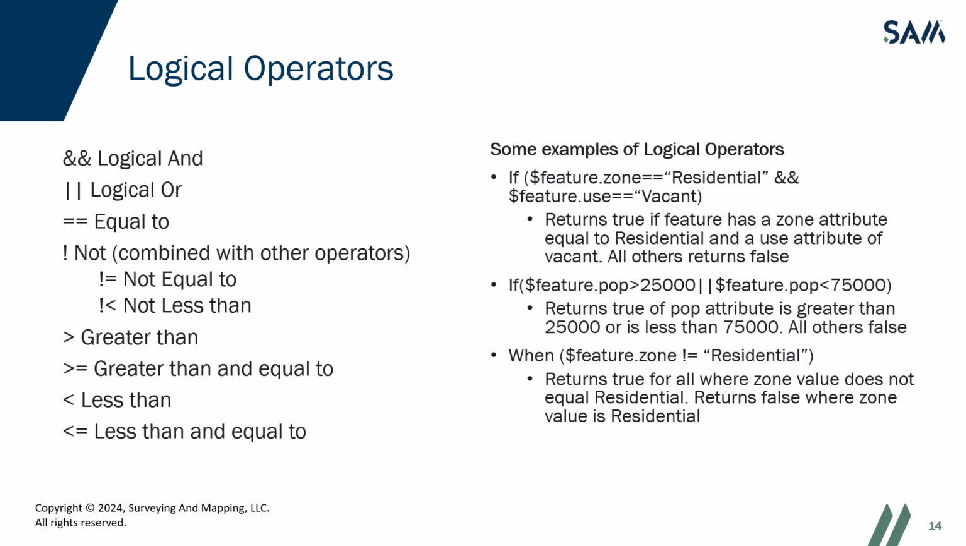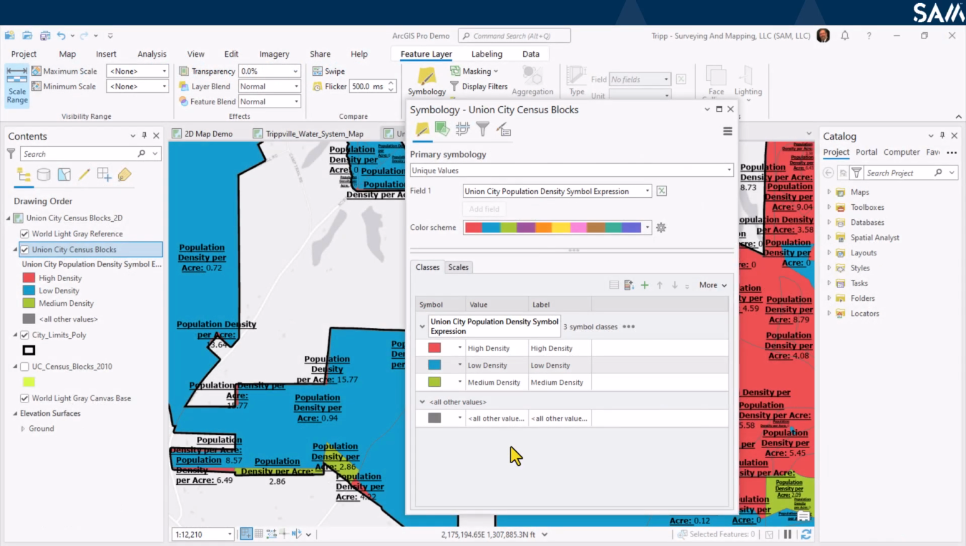So these are just some of those logical operators that are supported within Arcade. And I'll bring up some examples of this in ArcGIS Pro now. Okay, so we're back in ArcGIS Pro. We're looking at our census blocks again, but instead of labeling, let's look at something to do with symbology. So here you can see that I'm symbolizing whether it's a high density, low density, or medium density area, and this is done through an Arcade expression.